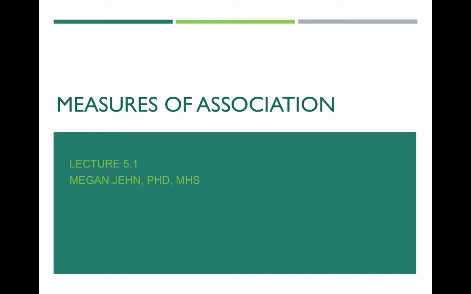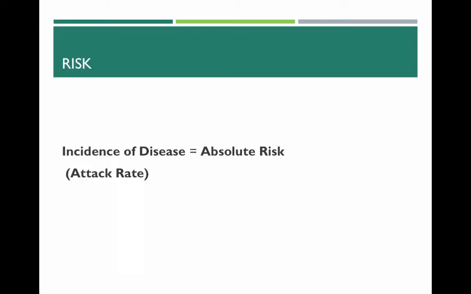So in the past two lectures, we've discussed the basic study designs that are used in epidemiologic investigations. Regardless of which design is used, the ultimate objective is to determine whether there is an excess risk or perhaps even a reduced risk of a certain disease in association with a certain exposure or characteristic. So today we're going to be talking about different measures of association that we can use to explore these relationships between exposures and outcomes. The incidence of disease in a population is termed absolute risk.